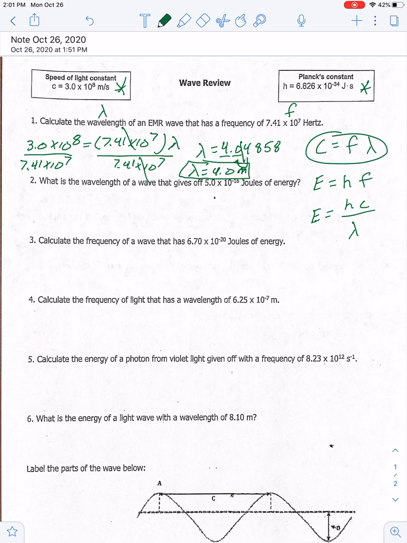Okay, if you use 3.00, that's fine. You would just have 3 sig figs. So I just went off the one they gave us.